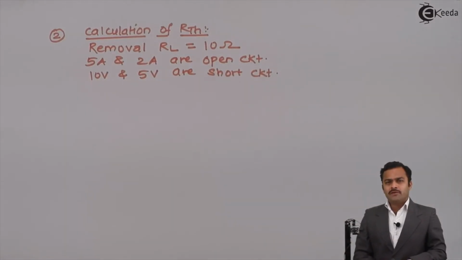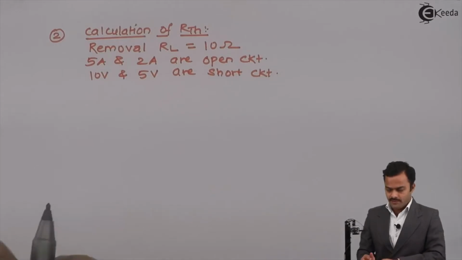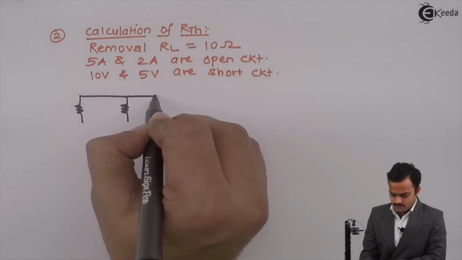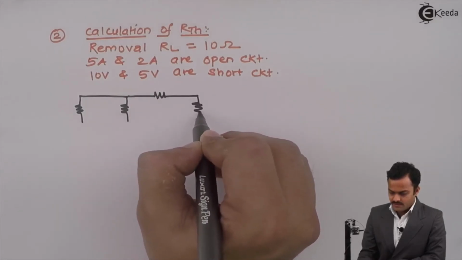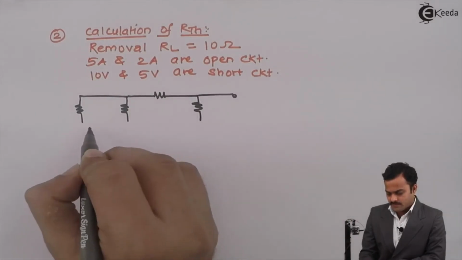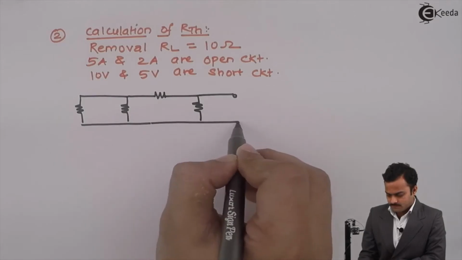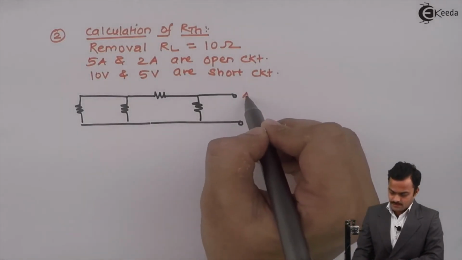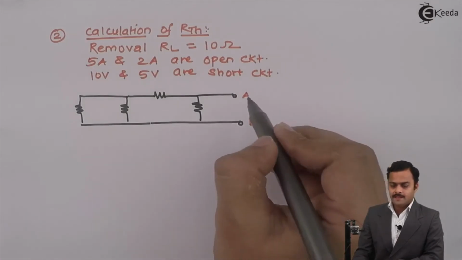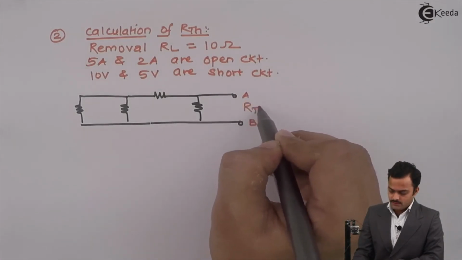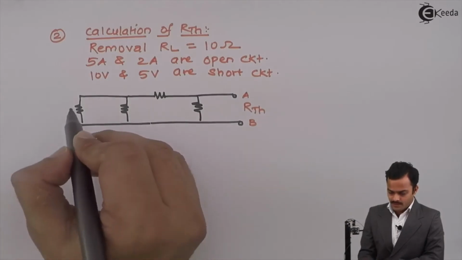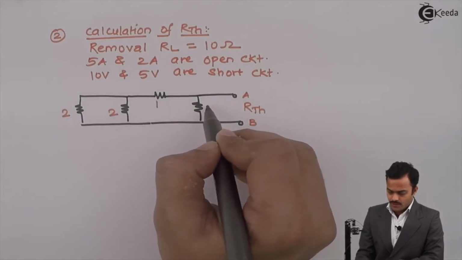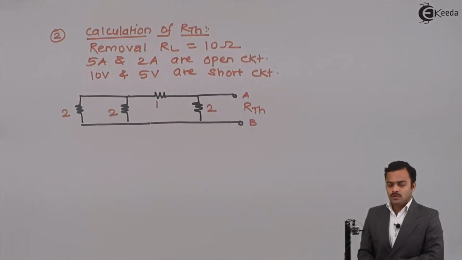So if I do this modification to the original circuit, I will get a circuit which is like this, having only resistances. These are the points A and B through which we have to find out the RTH, and resistances are 2 ohm, this is 2 ohm, 1 and 2.